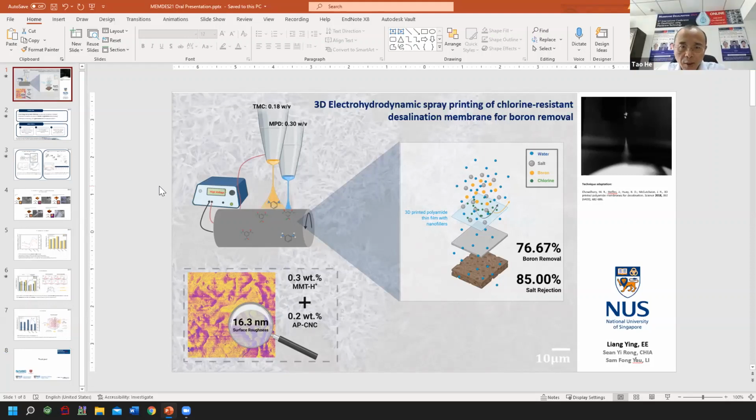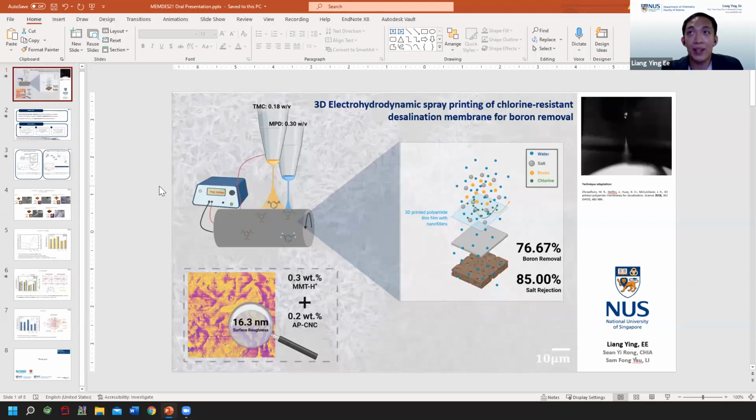Okay, one last question. When you are coating the water phase, do you also simultaneously spray the organic phase, or do you first coat the water phase, then the organic phase? No, they are sprayed simultaneously.